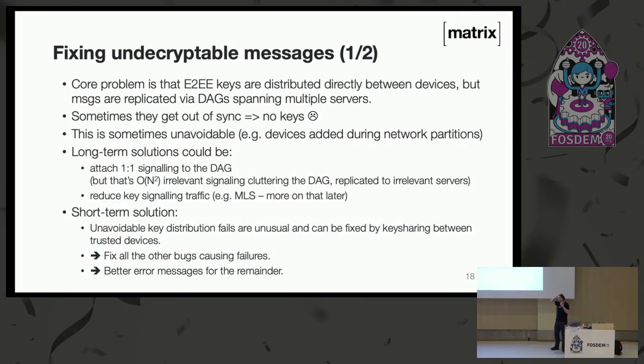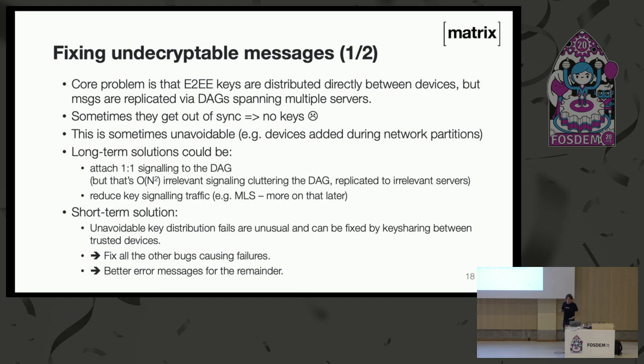Or we could switch tack entirely, do something a bit like MLS, where you just have a totally different algorithm for distributing keys. In MLS, you distribute them over a tree of the devices in a room, effectively, rather than a full mesh. However, short term, in practice, unavoidable key distribution fails where you've had, say, a net split and a device has joined a room on one side of a net split and you just can't see it, and so you're never going to send it the key because you didn't know it existed.